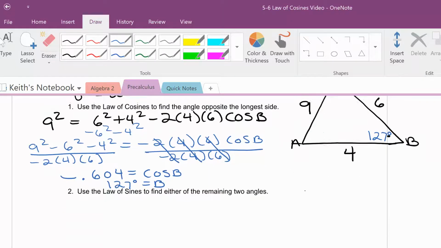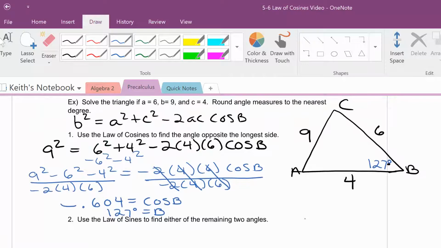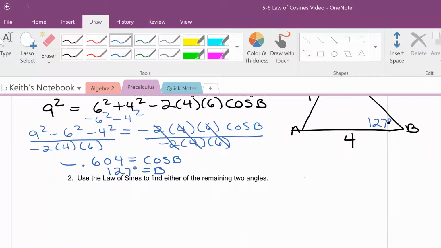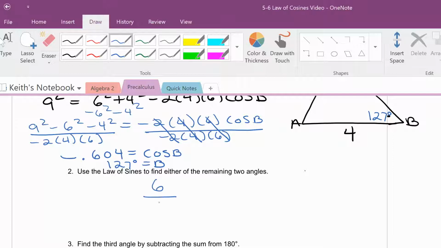All right, so now you can use the law of sines to find one of the remaining two angles. So if I want to find angle A, I can go 6 over sine A equals 9 over sine 127. Cross multiply. And divide.